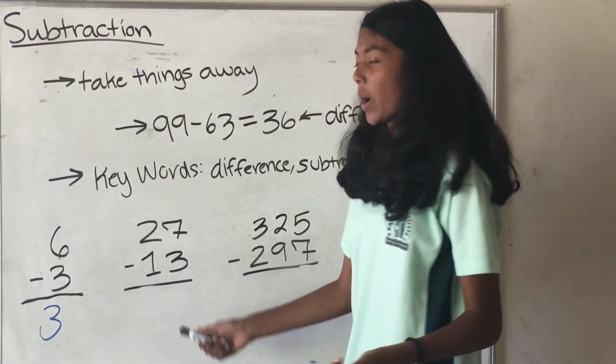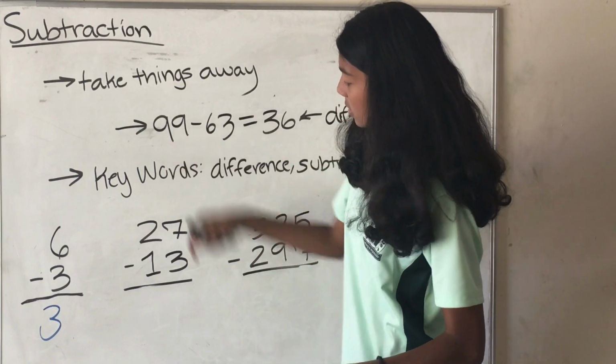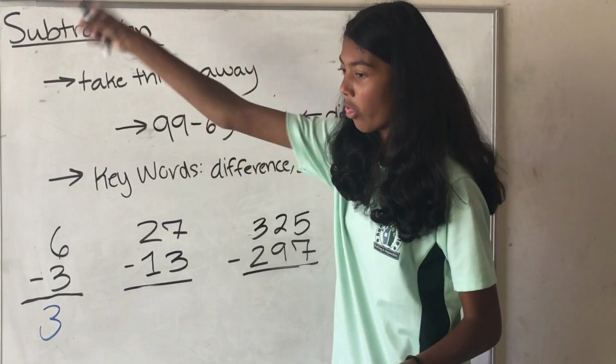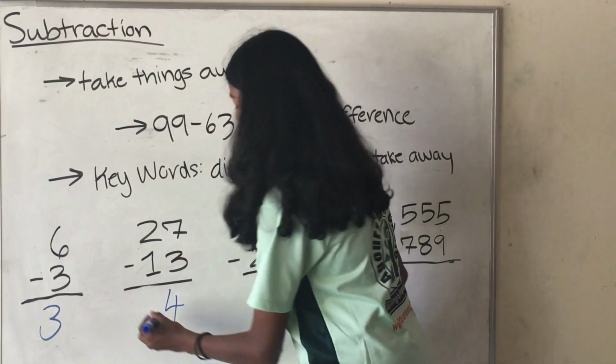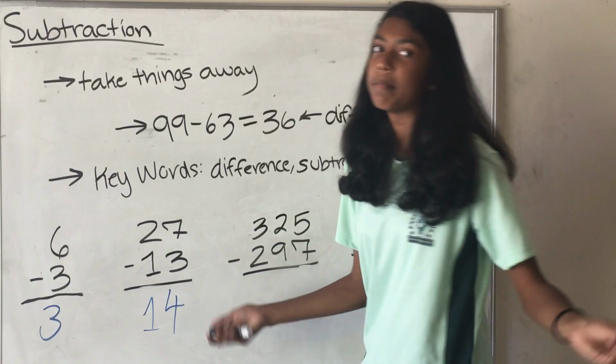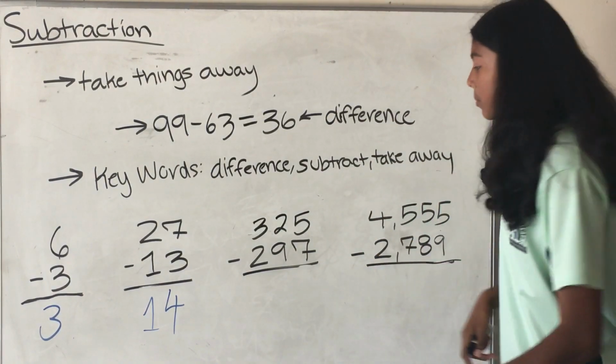What about 27 minus 13? Like always, we start with the units and then go on that way. So 7 minus 3 is 4, and 2 minus 1 is 1. Our answer is 14. That was pretty easy. Now on to some of the trickier ones.